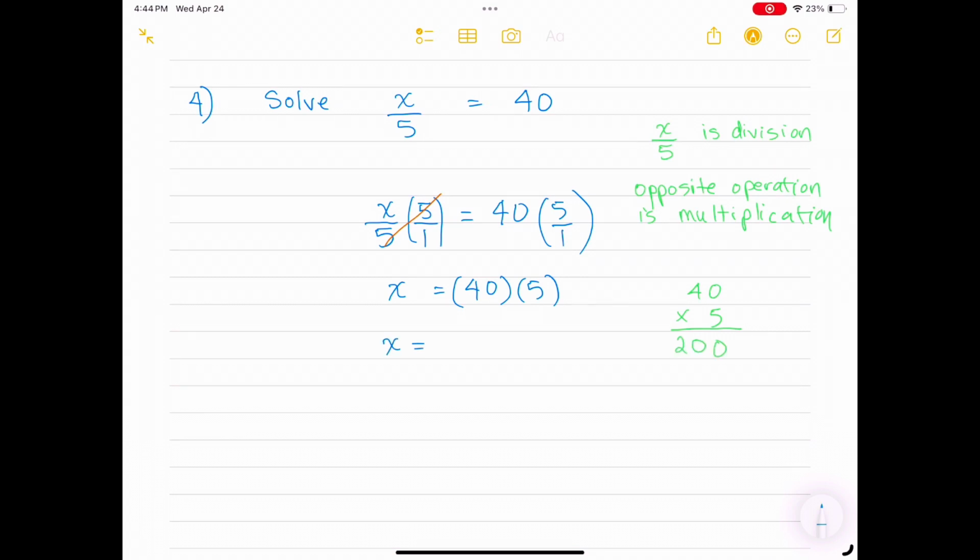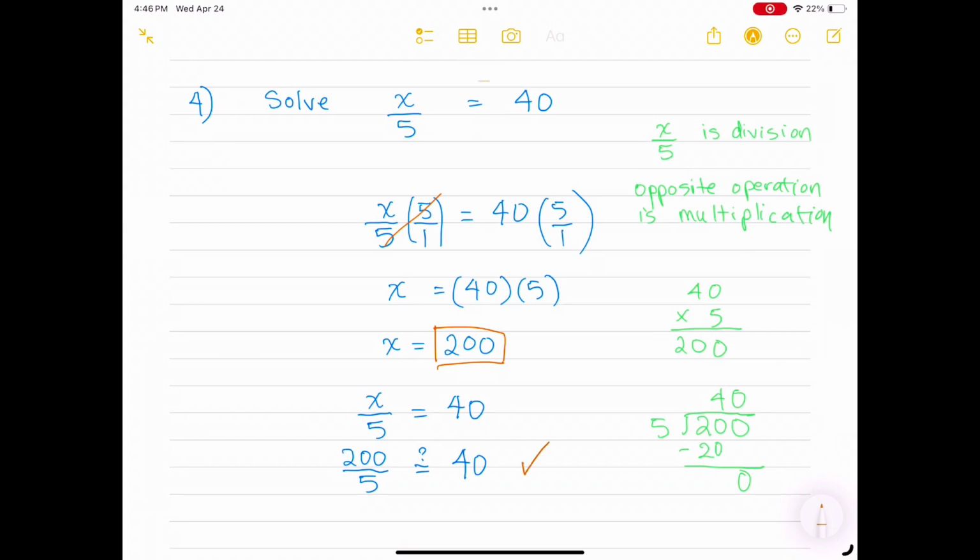So x equals 200, and we double check the answer by plugging 200 back into the original equation, x over 5 equals 40. Does 200 over 5 equal 40? Or does 200 divided by 5 equal 40? I do that calculation on the side, and I find that yes, 200 divided by 5 indeed equals 40. So x equals 200 is the correct answer.